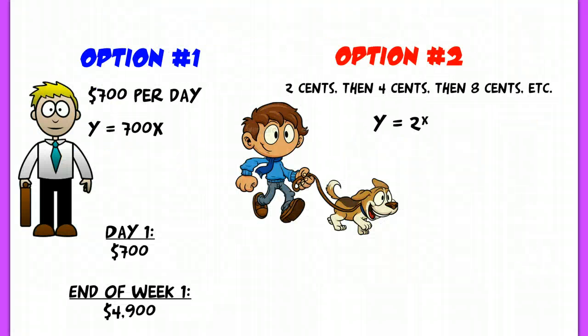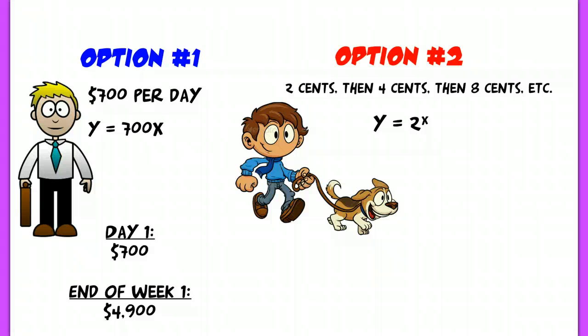Now, option one can be shown as a linear function. If he's going to pay you $700 per day, we can use the linear function 700x to represent that. So on day one, you get $700. At the end of the week, after 7 days of working for him, you've made a total of $4,900.